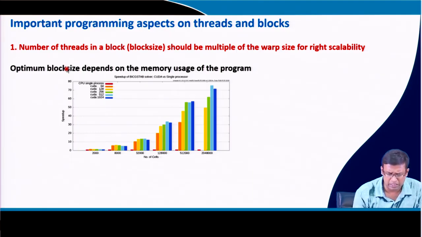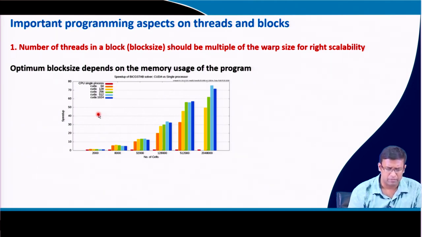But it is seen that the maximum block size is 1024, but for large problems a block size of 512 in the case of a BiCG step solver gives us the best performance. So something like 256 or 512, multiples of the warp size, gives us better performance.